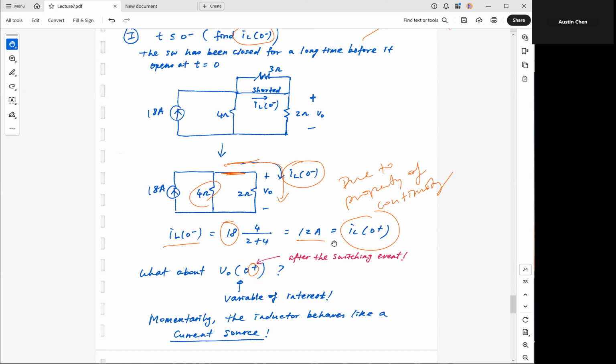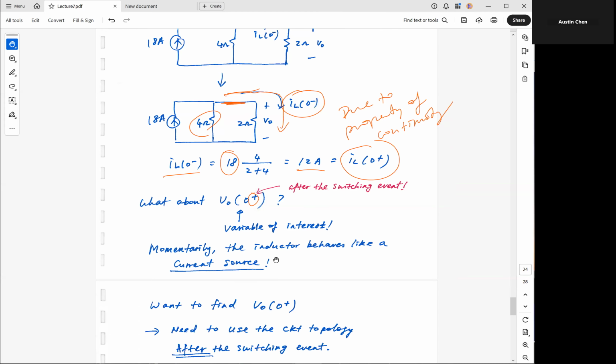If this is true, then momentarily this inductor is going to hold current. It's going to behave like a current source. It's just like in the context of a capacitor: if I apply the property of continuity, momentarily that capacitor behaves like a voltage source, like a battery. But in the context of an inductor, momentarily it behaves like a current source, and we are going to use this concept to move forward.